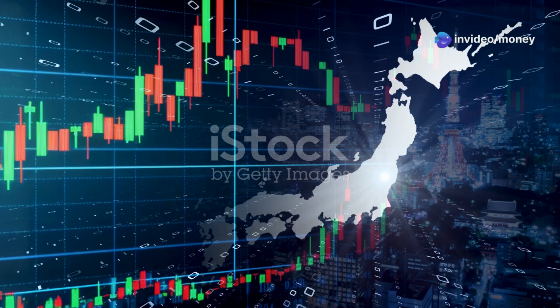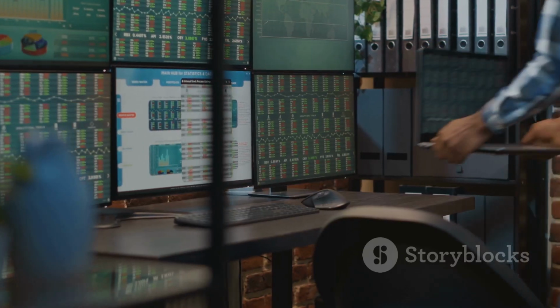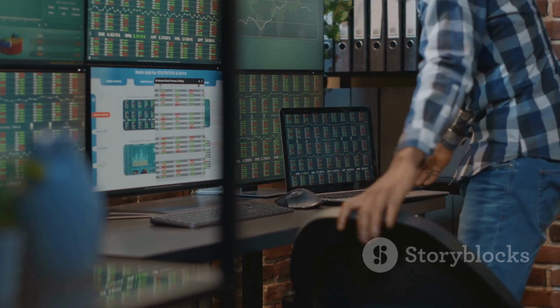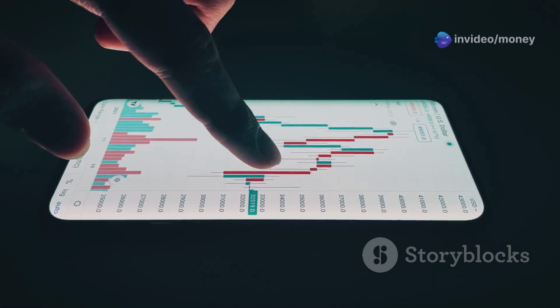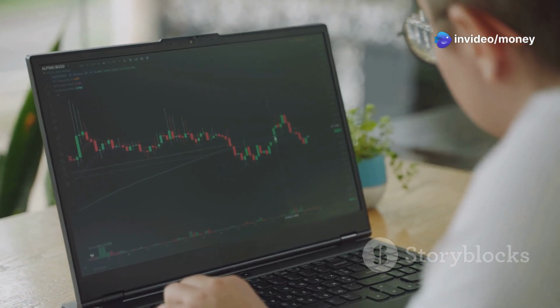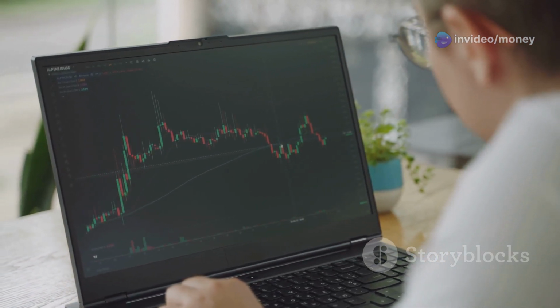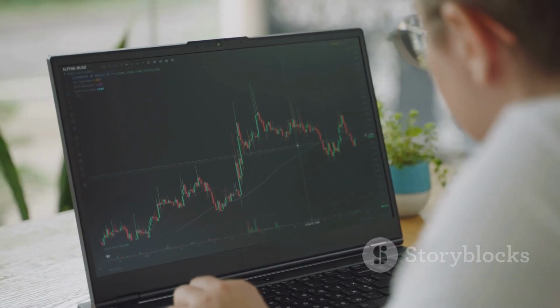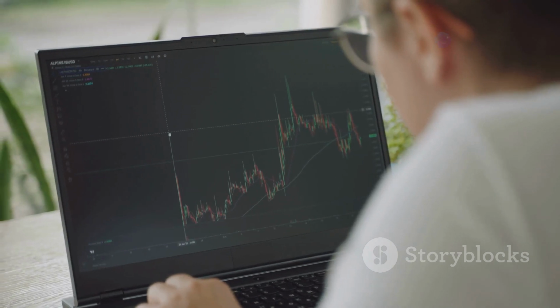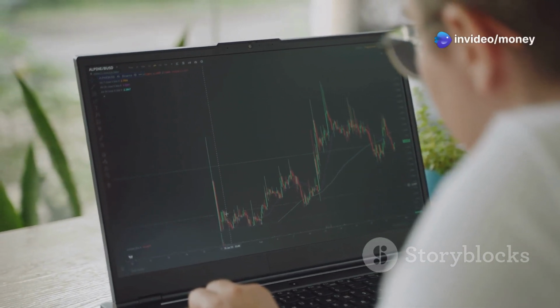The Ichimoku cloud, also known as the Ichimoku Kinko Hyo, was developed by a Japanese journalist named Goichi Hosoda in the 1930s. He spent over 30 years perfecting this indicator, and it remains one of the most popular and versatile tools used by traders today. So what makes the Ichimoku cloud so special? Well, unlike many other indicators that focus on just one or two aspects of price action, the Ichimoku cloud provides a comprehensive view of the market by combining multiple data points into a single, easy-to-read chart.